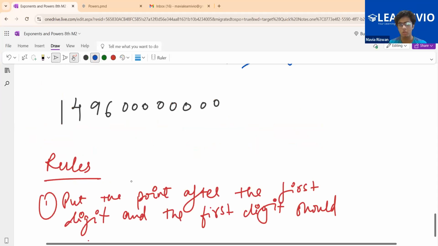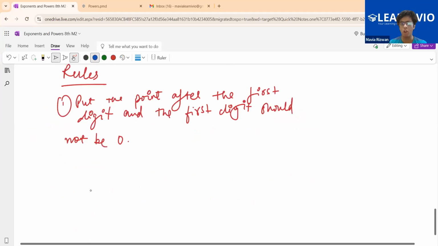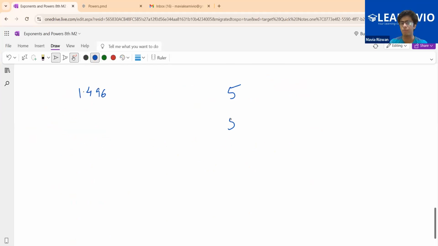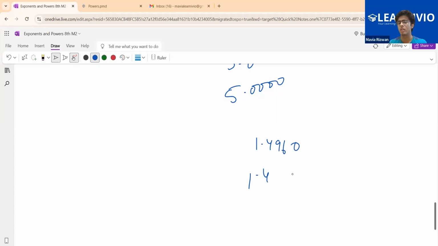So I'll write it normally like 1.496. Now writing zeros after this has no value, because if I write 5 or 5.0 or 5.0000, they all are the same. Similarly, if I write 1.4960 or 1.4960000 or 1.49600, they all are the same as 1.496. We don't write the ending zeros after the decimal point. So Abu Bakr, first of all, is this point clear?